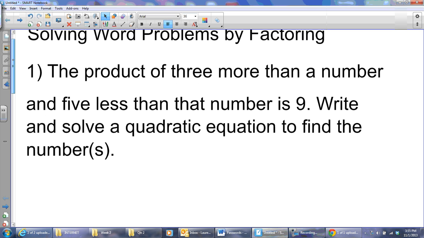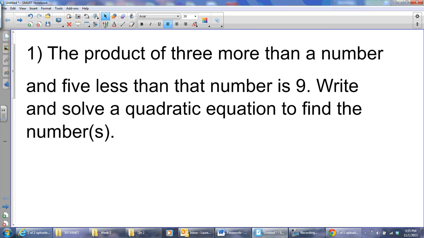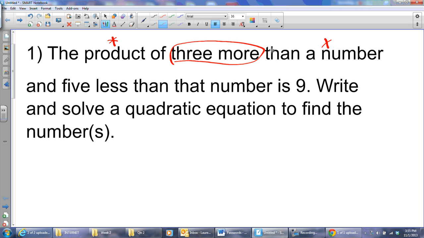All right. So the first problem is the product. Hey, what does product mean again? Product means multiply. Okay, of three more than a number, what's that number? Let's call it x. How do I do three more than the number? Well, that would be x plus 3, right? So I'm going to take this x plus 3 and multiply it by something. How do I know? Because it says the product.